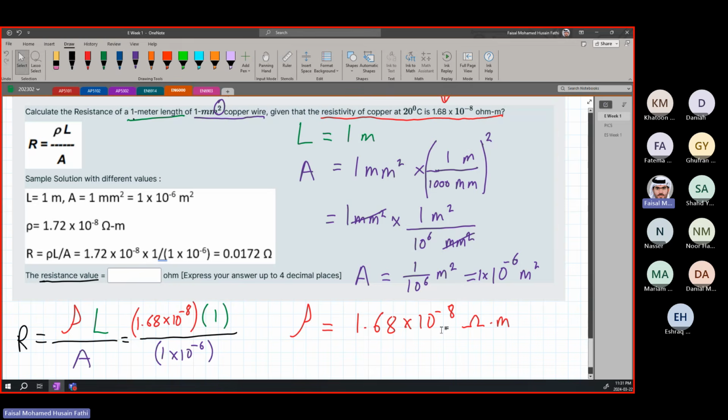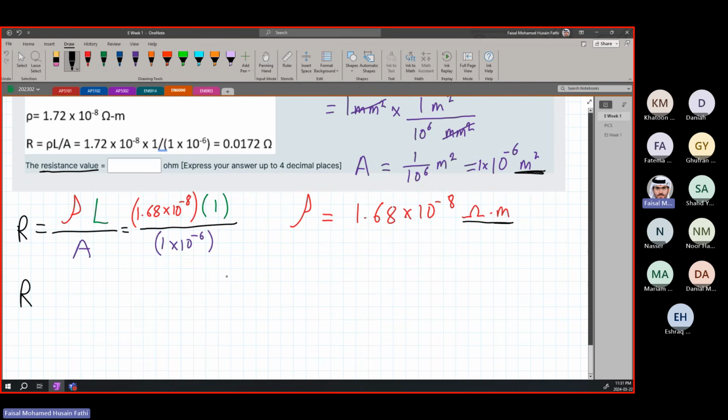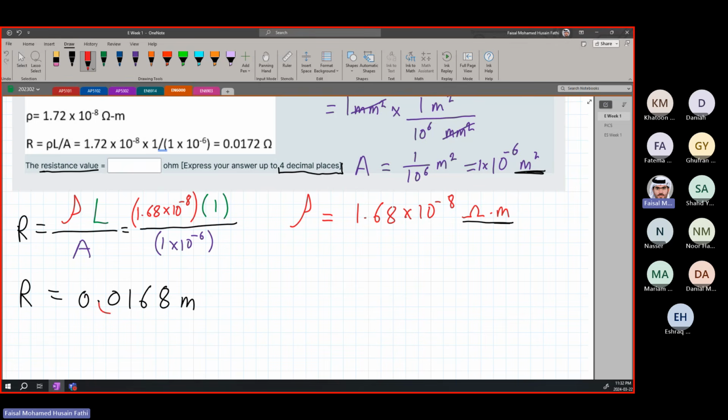See, everything is in meters. Make sure that's the case. We have this in meters and ohm meters, and meters squared for the area. As long as all the units are correct, we can go ahead and solve. We put this in the calculator and you get a value of 0.0168. Keep in mind, the question says up to 4 decimal places, so make sure you are putting it in 4 decimal places: 1, 2, 3, 4.